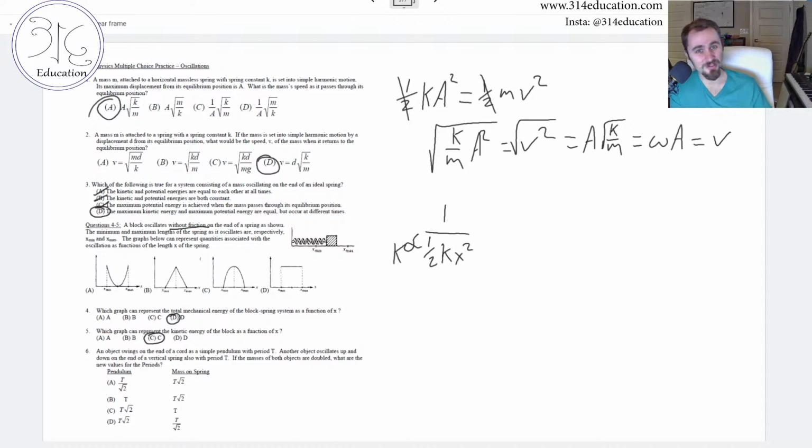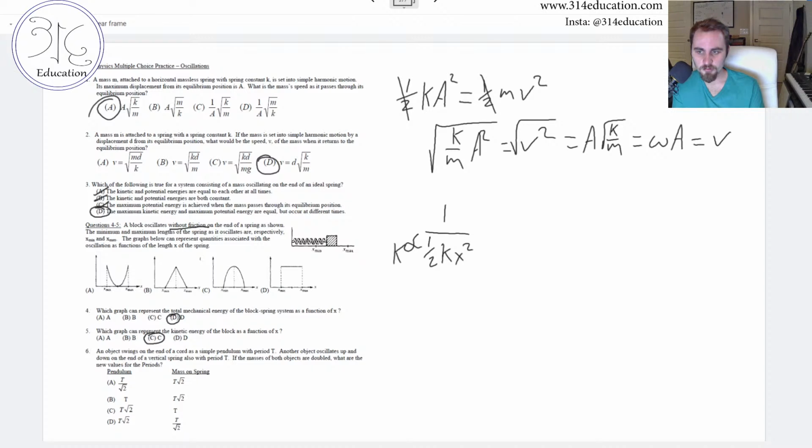Notice how we didn't actually need to delve into the mathematics too much there. Once we just got the qualitative look of how this is going to behave like an inverted x squared graph, C kind of presented itself as a good choice here. Good, good.